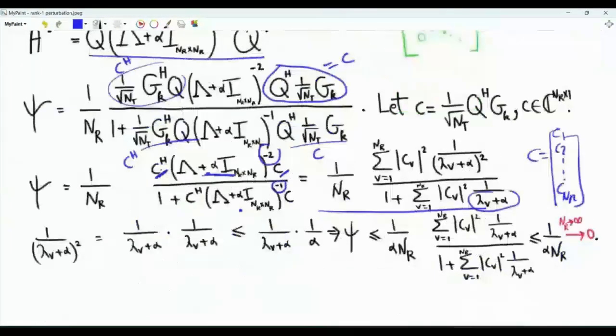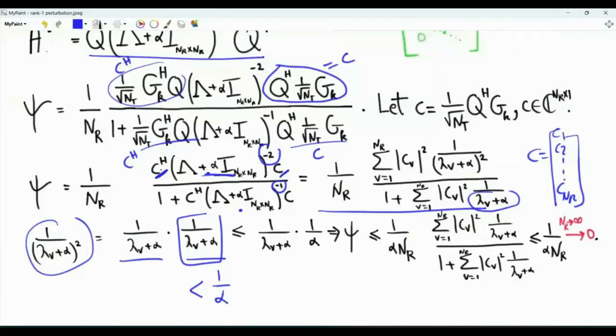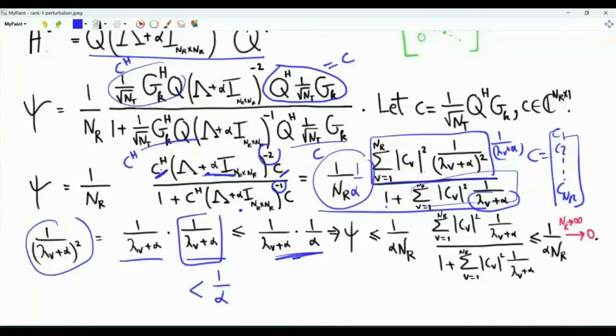Now let's do an upper bounding step. 1 over lambda v plus alpha, which is here in the numerator, write it as 1 over lambda v plus alpha times 1 over lambda v plus alpha. This is upper bounded by 1 over alpha because lambda v is non-negative, as it is an eigenvalue of a Hermitian positive semi-definite matrix. If we use this in the numerator, we get 1 over lambda v plus alpha, and 1 over alpha can be taken as an outside factor. We get here 1 over alpha nr. Then we have a non-negative quantity divided by 1 plus the same non-negative quantity. This is less than or equal to 1, which means that epsilon is upper bounded by 1 over nr alpha.